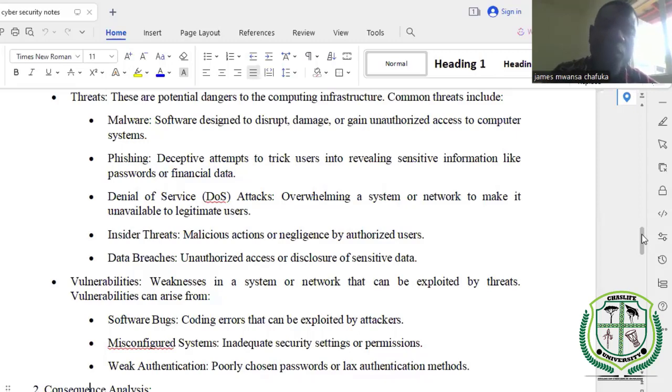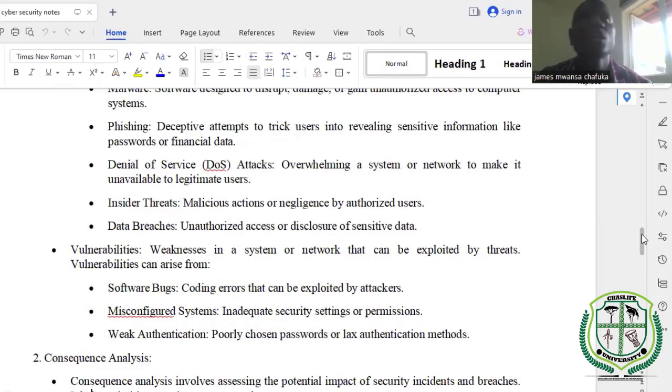Remember, we are looking at computer security threats. We have talked about each type. We started with malware, then phishing, then the denial of service attack, then insider threats, and later the data breach.